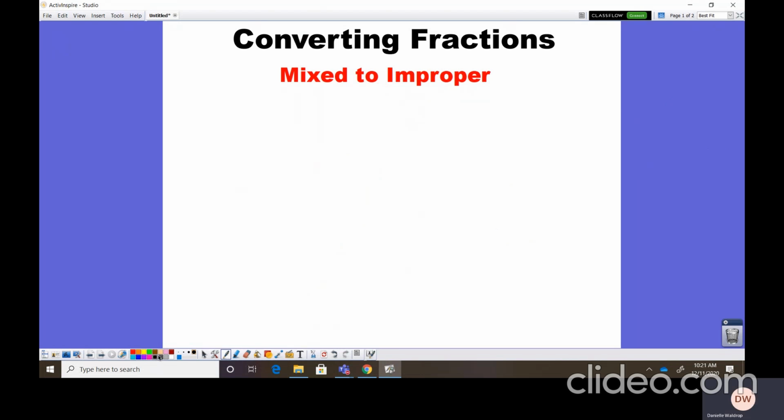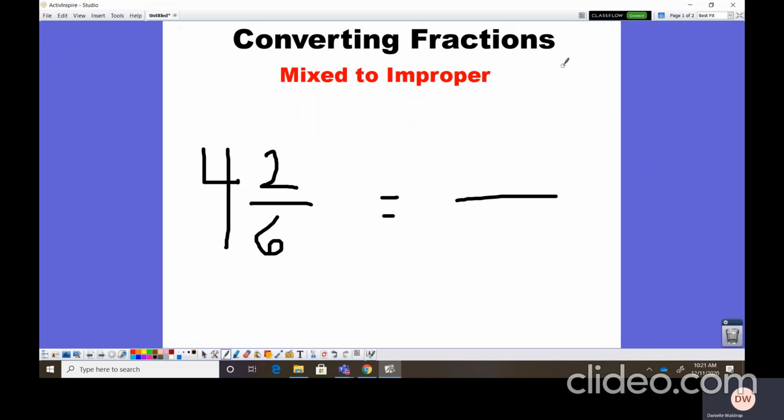This time, let's pause the video and get you a piece of paper or a whiteboard or something, and let's do some practice together, because you need some hands-on practice to do this week. So pause the video and get something to work with. All right, let's write down 4 and 2/6. Remember, we're doing mixed to improper. 4 and 2/6, and we want to change that to an improper fraction.